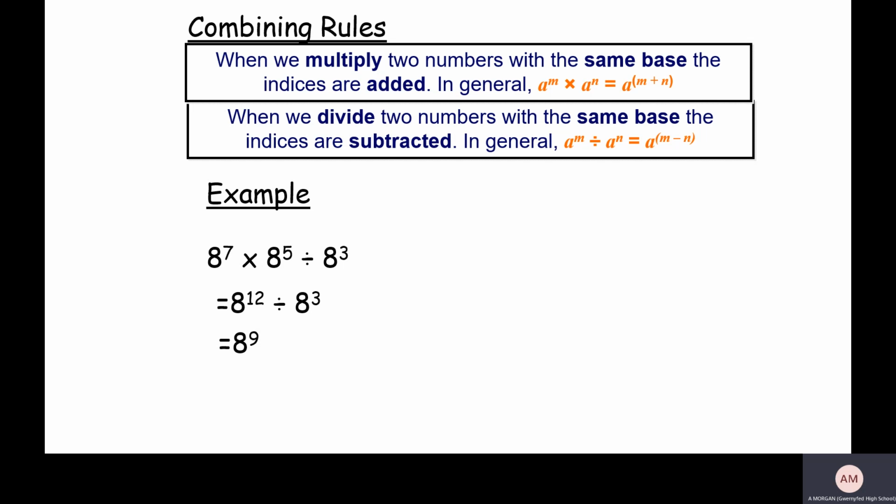So 8 to the 7 times 8 to the 5, add the powers. It's going to make 8 to the 12. 8 to the 12 divided by 8 to the 3, subtract the powers. So I've got 8 to the power 9. It's really tempting there to divide the powers because you see a divide sign. And 12 divided by 3 makes 4, but it's not, it's subtract.